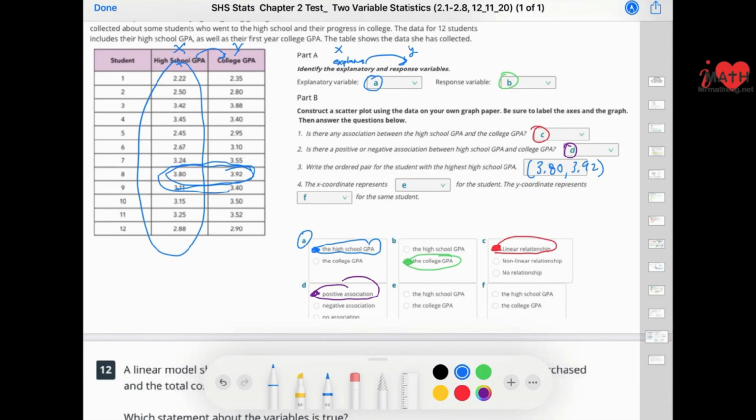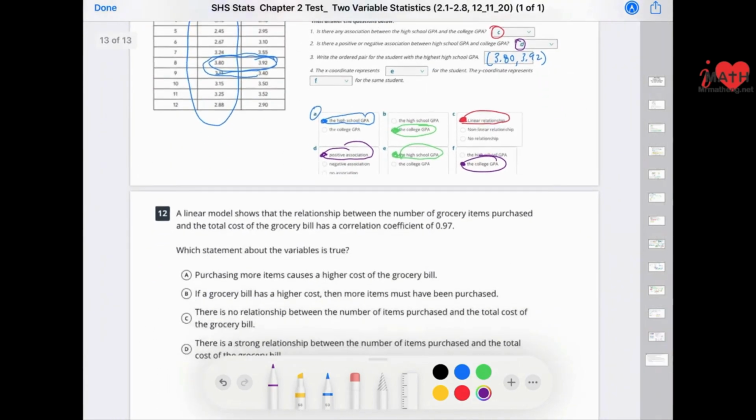Okay, the x coordinates are the high school GPA, and the y coordinates are the college GPA. So that's D. That one's worth 7 points.